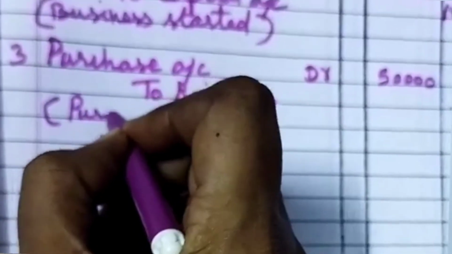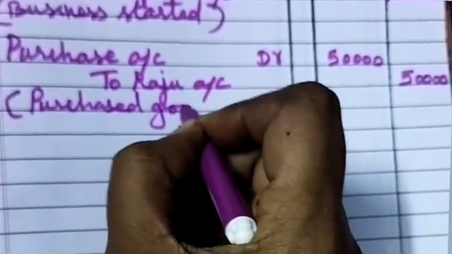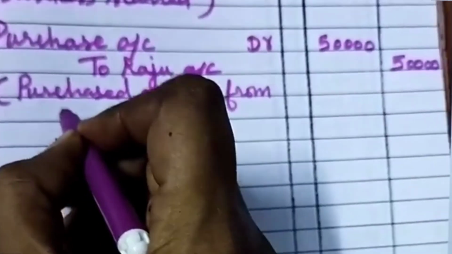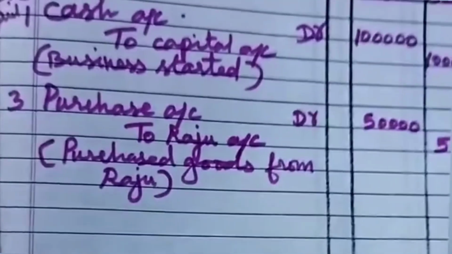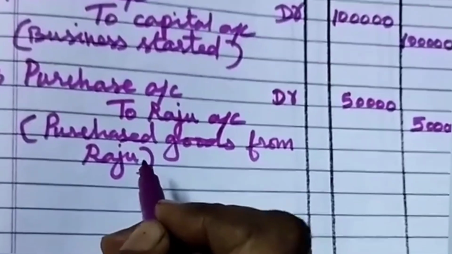Okay, what is the narration here? Purchased goods from Raju, because this is a credit transaction. What is narration? Narration means short information about the journal.